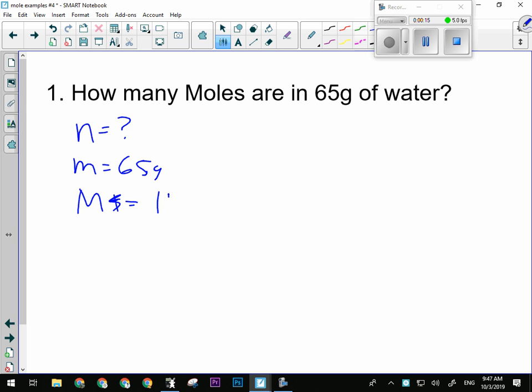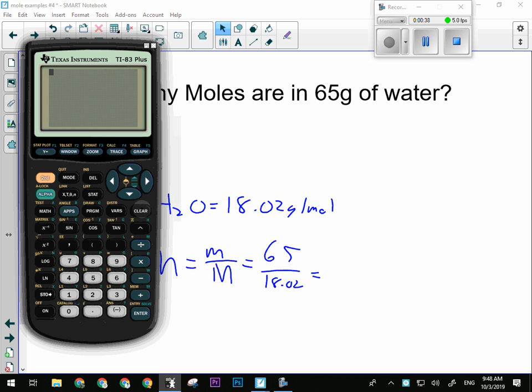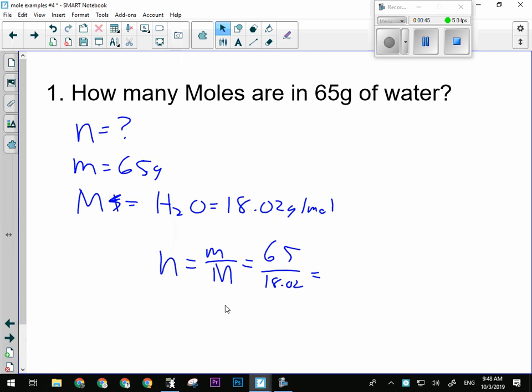So we're looking at H2O, which is 18.02 grams per mole, right? 2 hydrogens, 1.01 times 2 plus 16. So we're looking for n. For this one it's simple because we just have to plug in the numbers. m over big M, right? That'll be 65 divided by 18.02, and that gives us 3.61 moles.